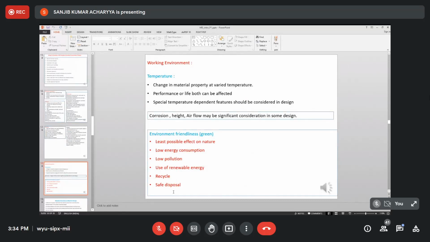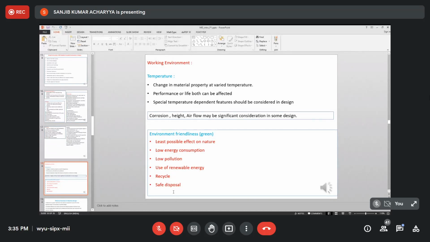Another important area for consideration is the working environment. What is meant by environment? There are several points like temperature. Why is temperature so important? Because it can change the material property. High temperature can invite creep, low temperature can invite brittleness. Both are dangerous from the strength point of view. Performance or life both can be affected.